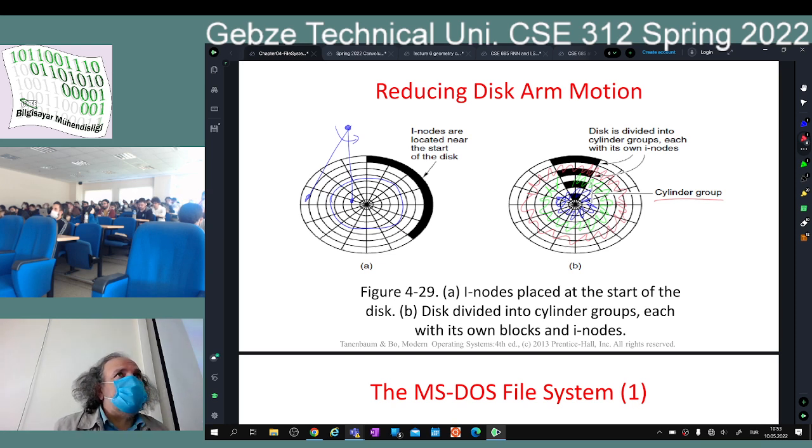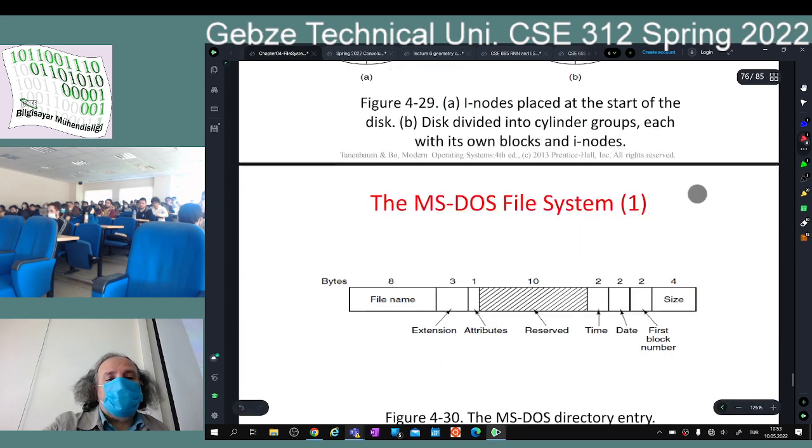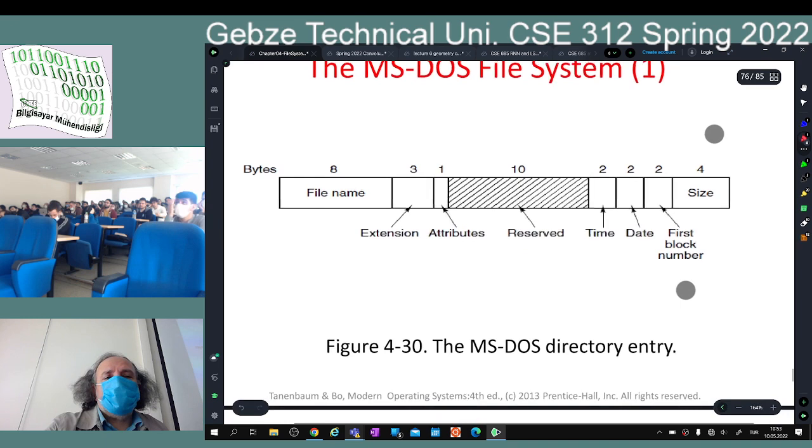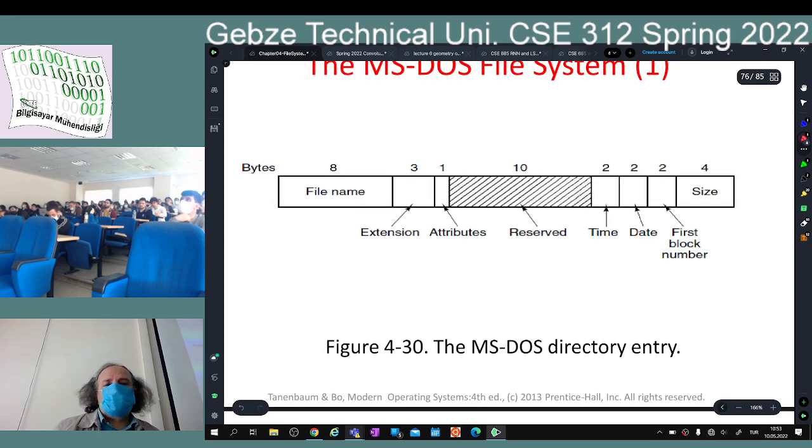So let's look at two example file systems that are currently in use. One of them is the simple one, the MS-DOS file system, which uses the file allocation table approach. This is a simple structure of the Microsoft Disk Operating System file system directory entry. When you have a directory, in your directory you have entries of fixed size.